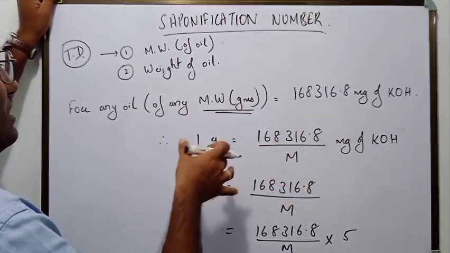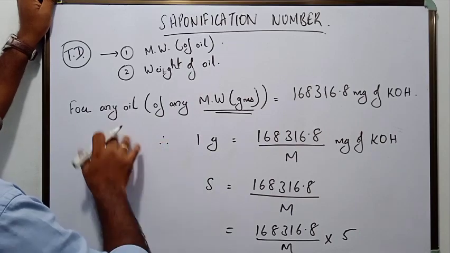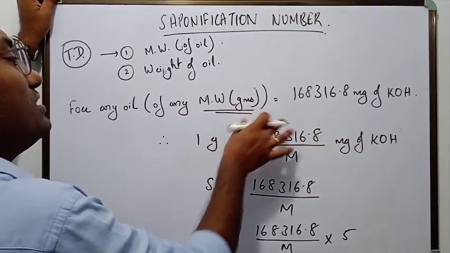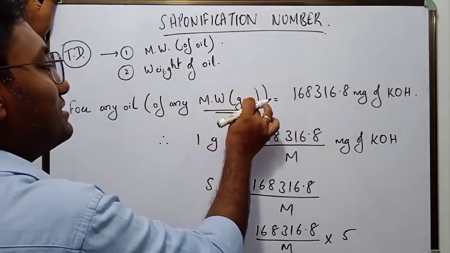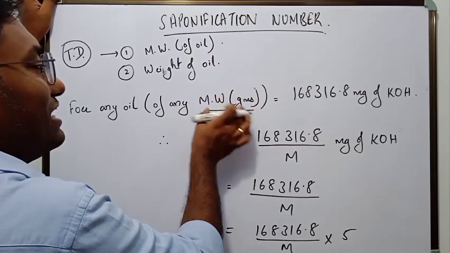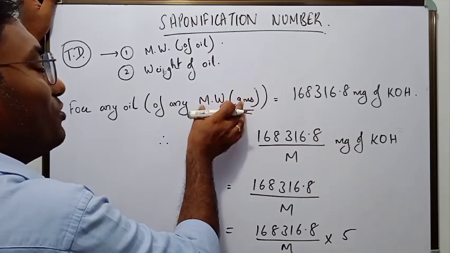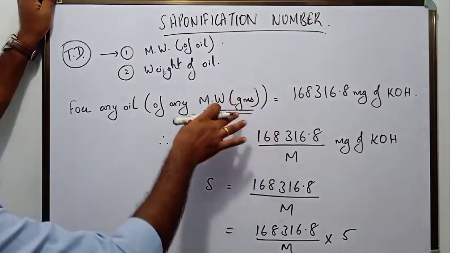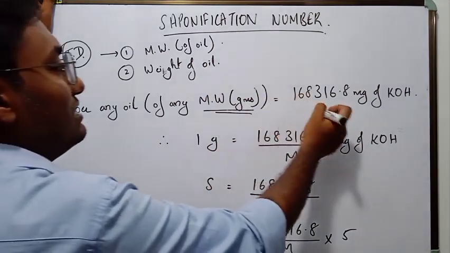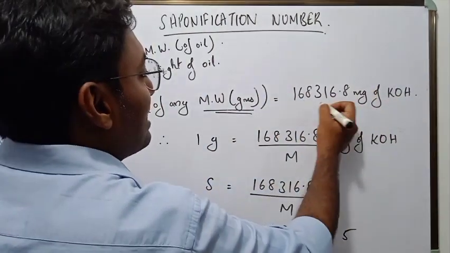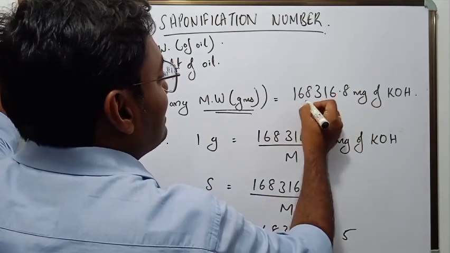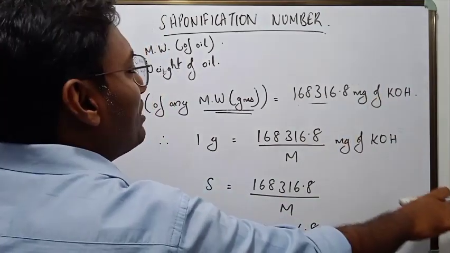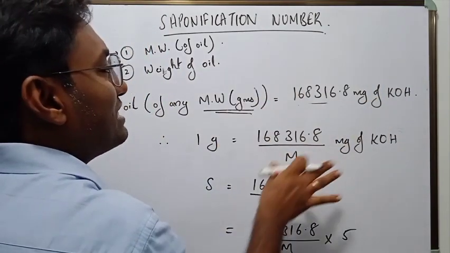How will you do it? See, for any oil, whatever you take, coconut oil, olive oil, whatever, for any oil of any molecular weight. Molecular weight is expressed in grams, correct? For 1 mole, from the molecular formula you can get the molecular weight, which is expressed in grams. For any molecular weight of any oil, this is the constant figure. How many milligrams of KOH will be consumed? 168,316.8 milligrams of KOH will be consumed for any oil of any molecular weight expressed in grams.